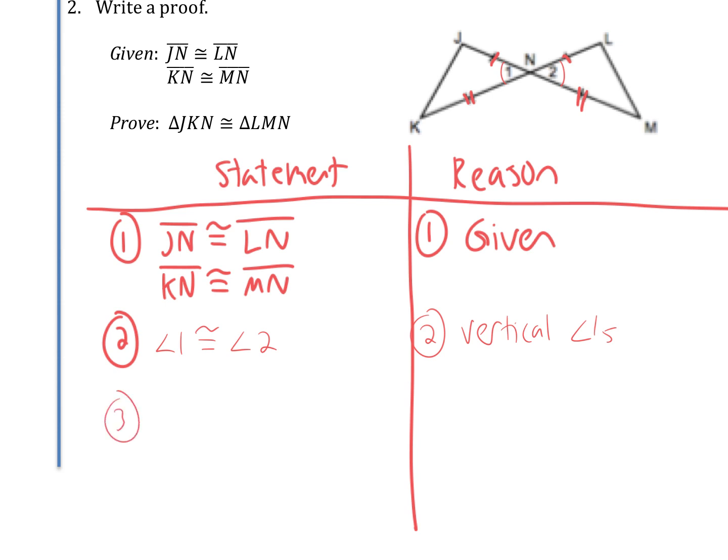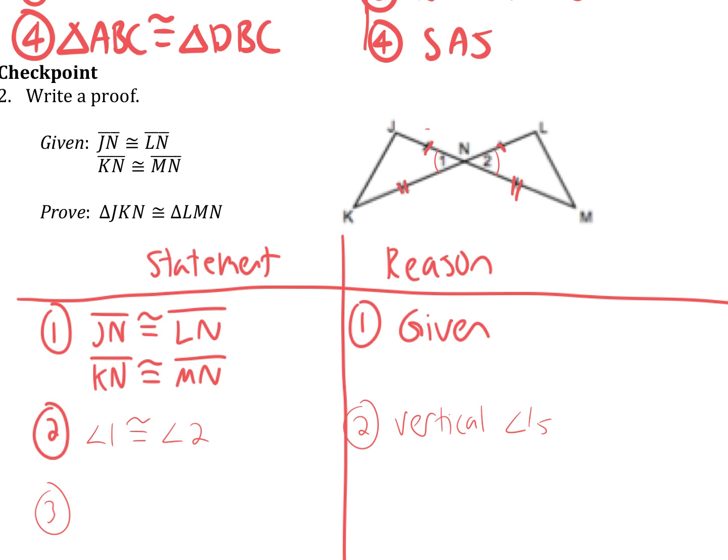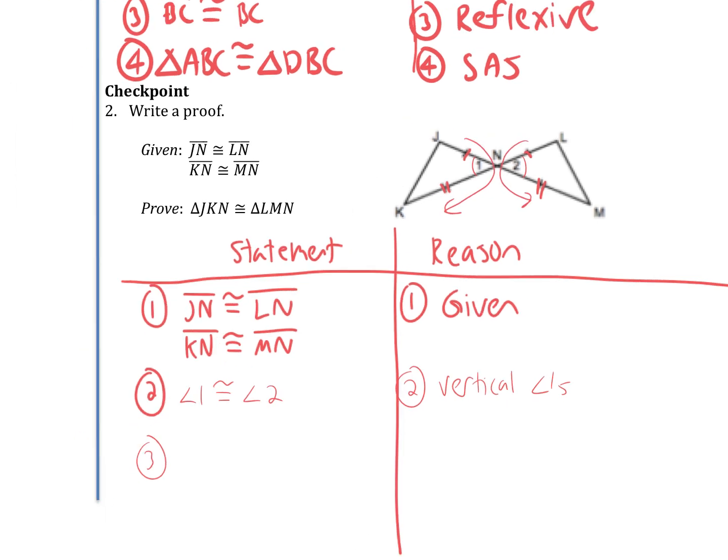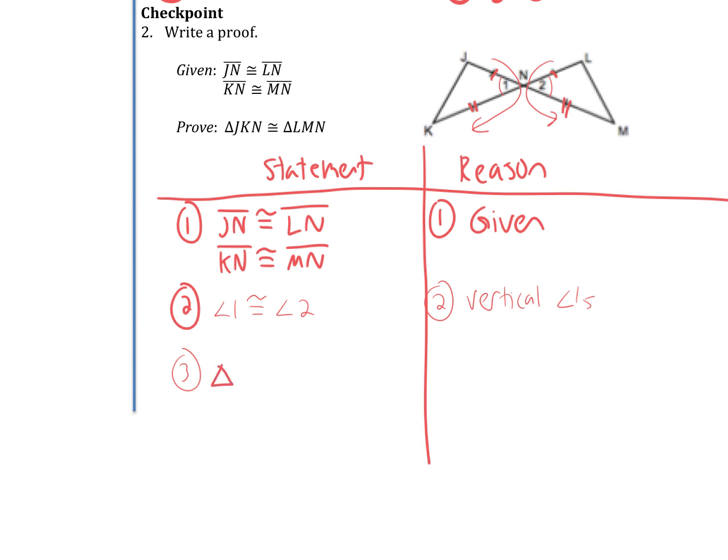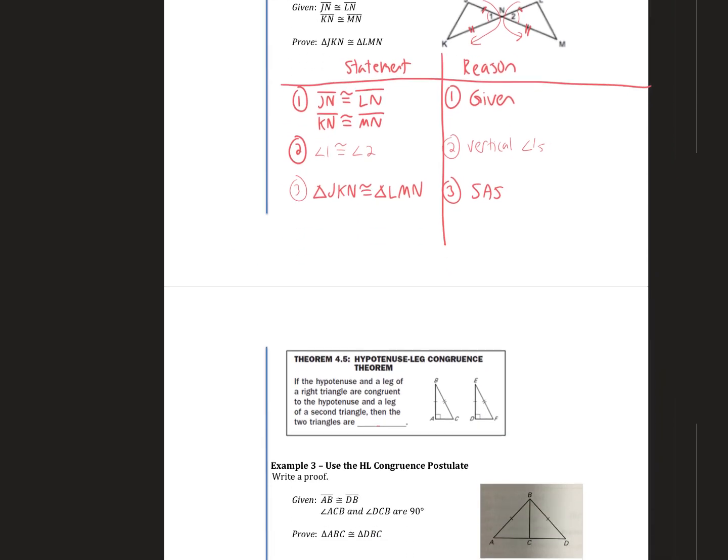All right, now what do we have here? It looks like we have a side. If we go around the triangle, we have side, angle, side, and side, angle, side. So we can say these triangles are congruent now. JKN is congruent to triangle LMN, and the reason for that is side, angle, side. All right, 3 steps. Sounds good.